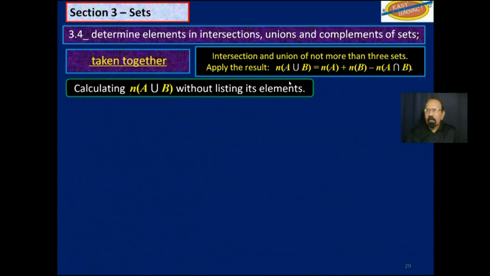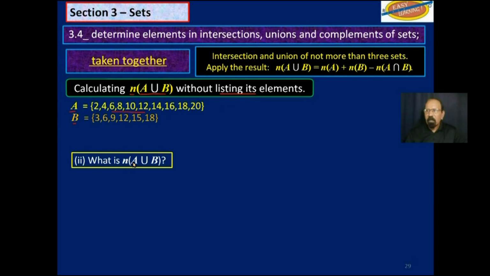Now, calculating N of A union B without listing its elements. So I will list the elements here for the time being. If the set A is made up of these elements and the set B is made up of those elements, then what is the cardinality of A union B? That is what we want to find. Remember, if we didn't have these elements listed here, what is the cardinality of A? That is N of A.